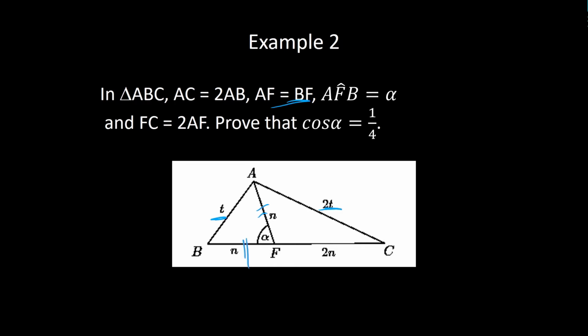Angle AFB is equal to alpha, and side FC is 2 times side AF. So therefore, remember we said AF was equal to n. We've just used random variables, and therefore FC is 2n. You are asked to prove that cos of alpha is equal to a quarter.